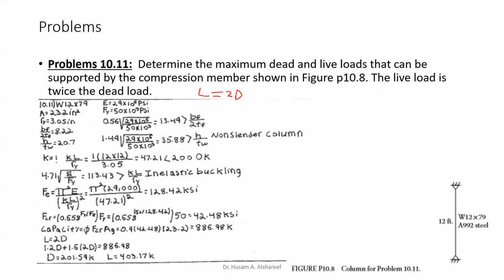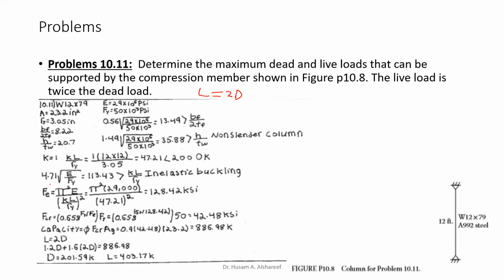Now also we know K equals 1 from our table. So then the slenderness ratio, plug and chug: K equals 1 times L, 12 times the 12 conversion to inches, over the ry found here. It's below the 200, so our condition is adequate because it's under the 200, so the code allows us to work with it.